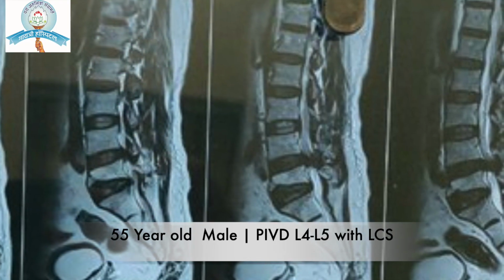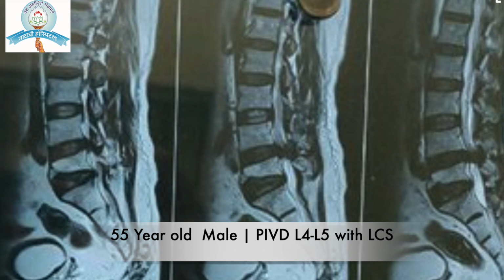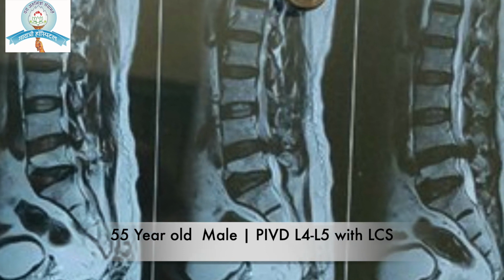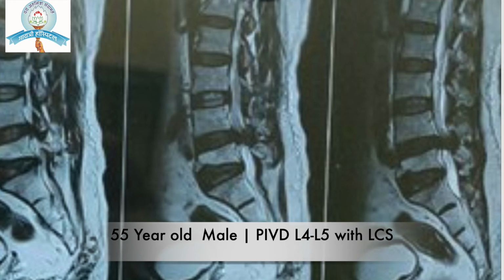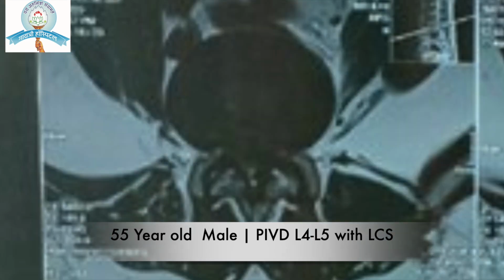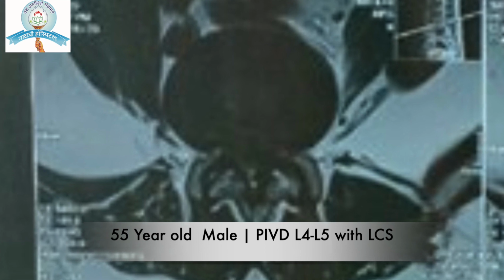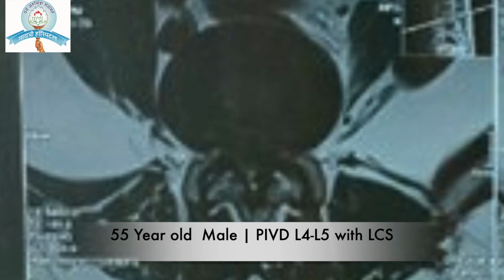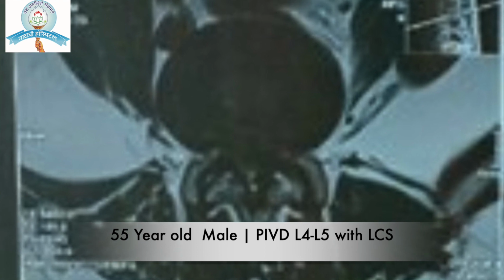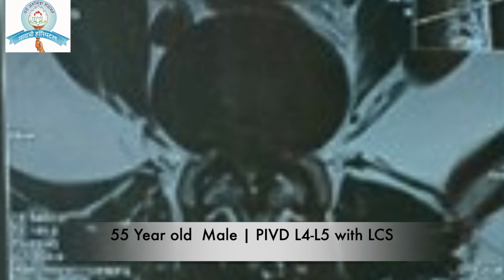Hello everyone. Today we have a 55-year-old male patient with prolapsed intervertebral disc at L4 L5 level. Patient has complaints of bilateral lower limb pain, right more than left, since past 9 years, which has increased since past 1 month. MRI shows central disc herniation at L4 L5 level. For him, we have planned a right-sided transforaminal endoscopic discectomy procedure.